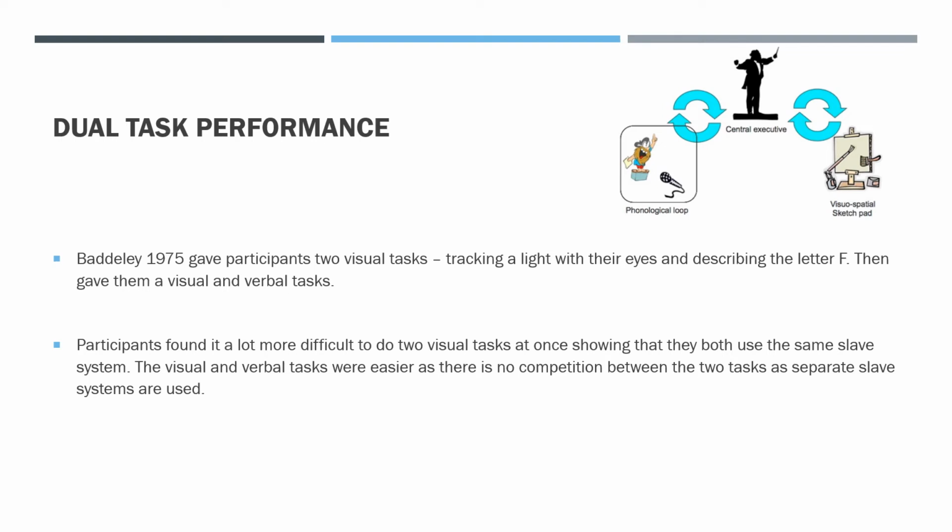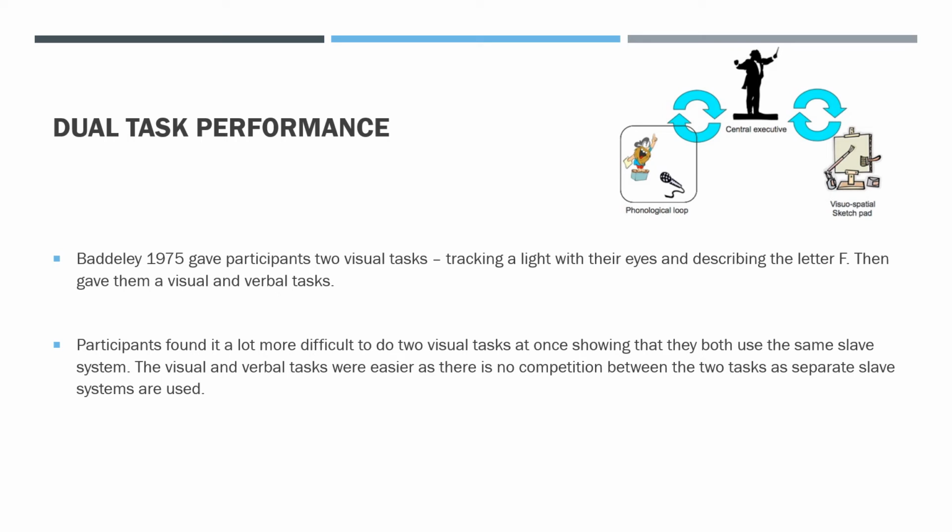Participants found it a lot more difficult to do the 2 visual tasks, showing that they both use the same slave system, which makes it much more difficult to do 2 of the same task. Whereas doing a visual and a verbal task was a lot easier because there's no competition between the 2 tasks as 2 separate slave systems are used. So the working memory model helps to show us why we can do some things together, why we can't do others. It is 1 slave system at a time.